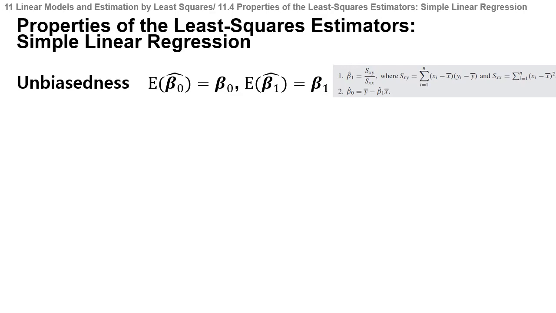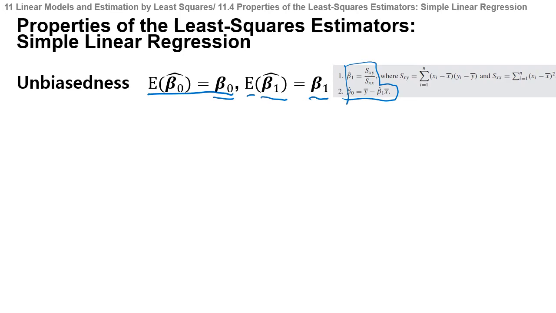So what we want to show is that our estimators, beta 0 hat and beta 1 hat, are unbiased. What it means is that the expected value of beta 0 hat is the same as beta 0, and the expected value of beta 1 hat is the same as the true beta 1. So we want to check whether our estimators have this unbiasedness property. So what are our estimators? Our estimators are these, and we would like to check this equation.